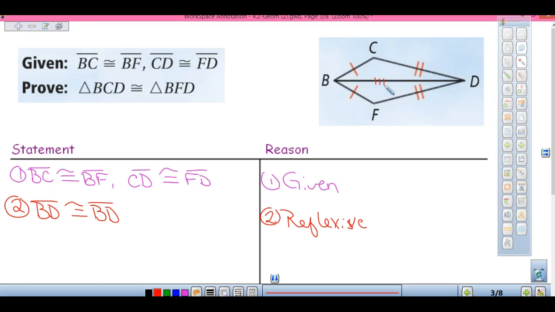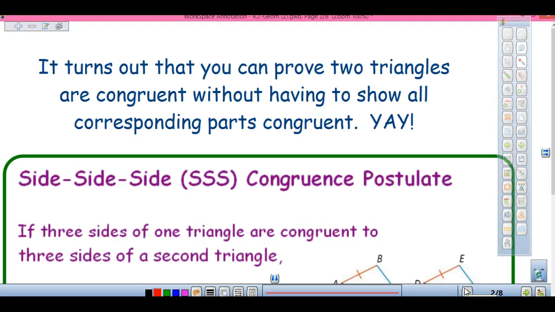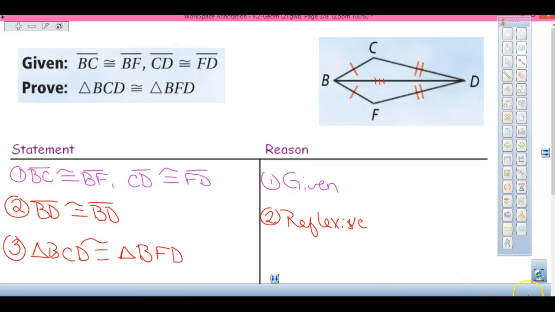Now, are all three sides congruent? Yes. So are my triangles congruent? Do I have enough information to say my triangles are congruent? Yeah. So triangle BCD is congruent to triangle BFD. And why? Why are they congruent? I'll give you a clue right here. SSS, side, side, side. And that's how you can abbreviate it. You can just go side, side, side. Yeah, a lot easier than trying to prove all of them are congruent, right?